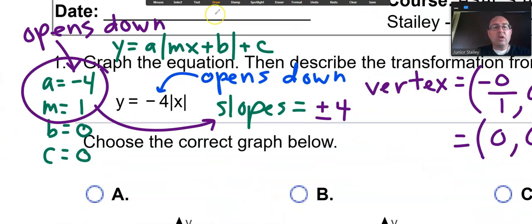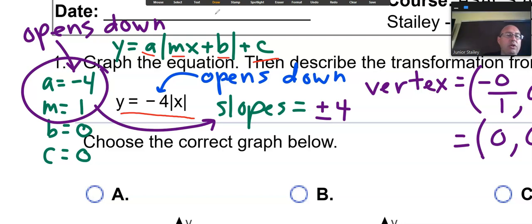There it is. All right, so in this example, what I suggest you do, every time you have a new problem, is look at it and find a, m, b, and c. That's the first thing I want you to do. And you can see over here on the side, I wrote down a, that's the first number, that's the coefficient on the outside.